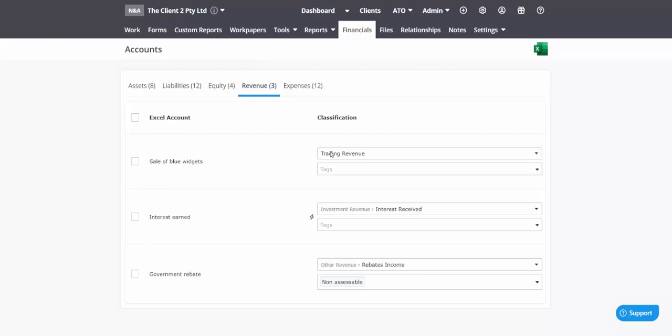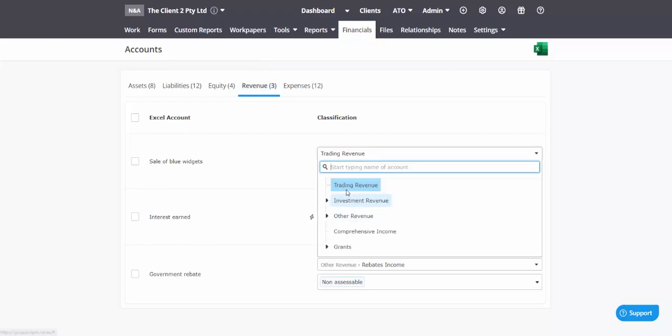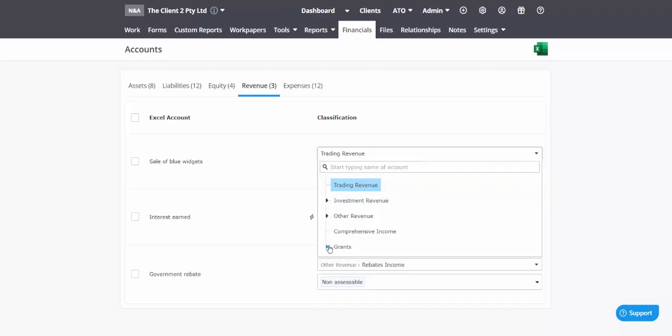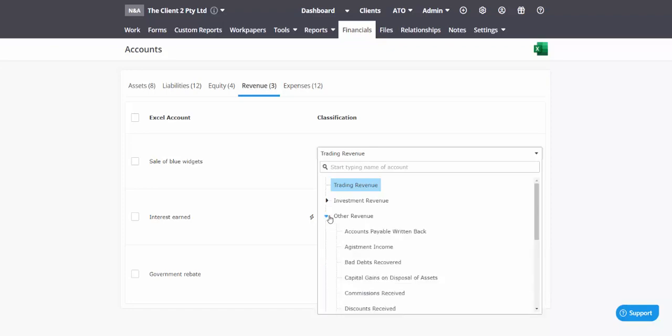Into the revenue section, revenue breaks into trading, investment, other, and grants. So any government grants you put through there, those might be taxable, non-taxable. There's tags that we'll get to in a moment. Any sort of other revenue not directly related to trading.